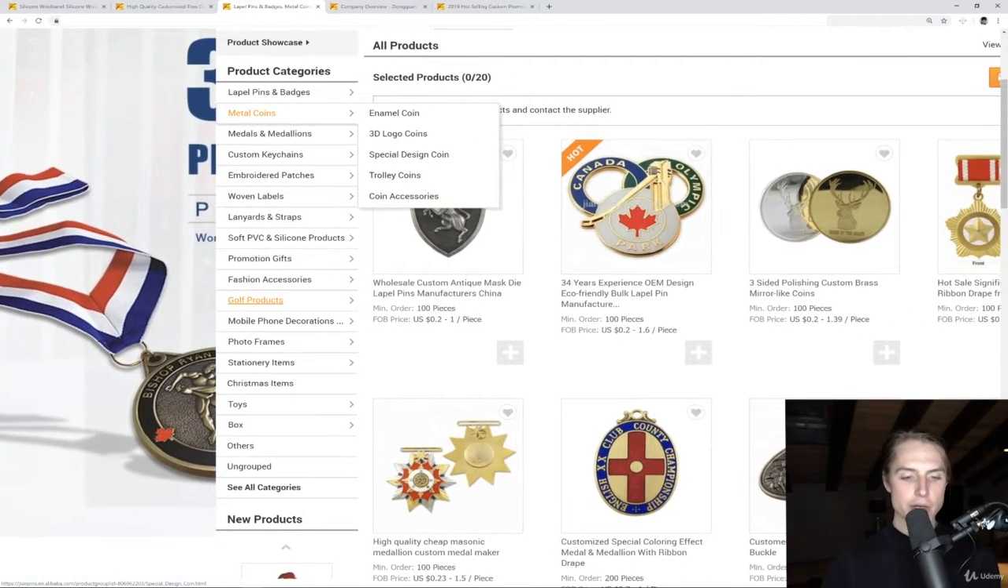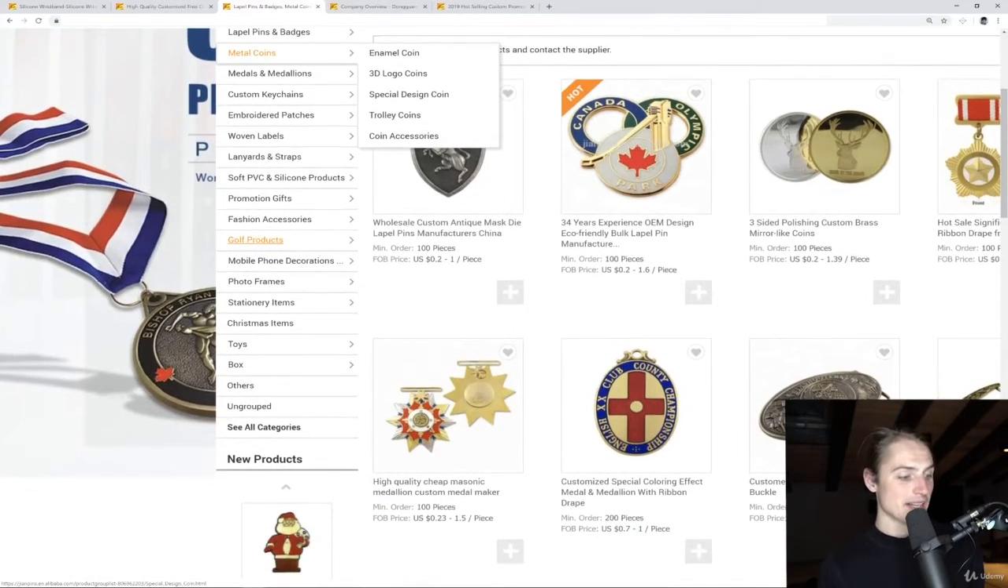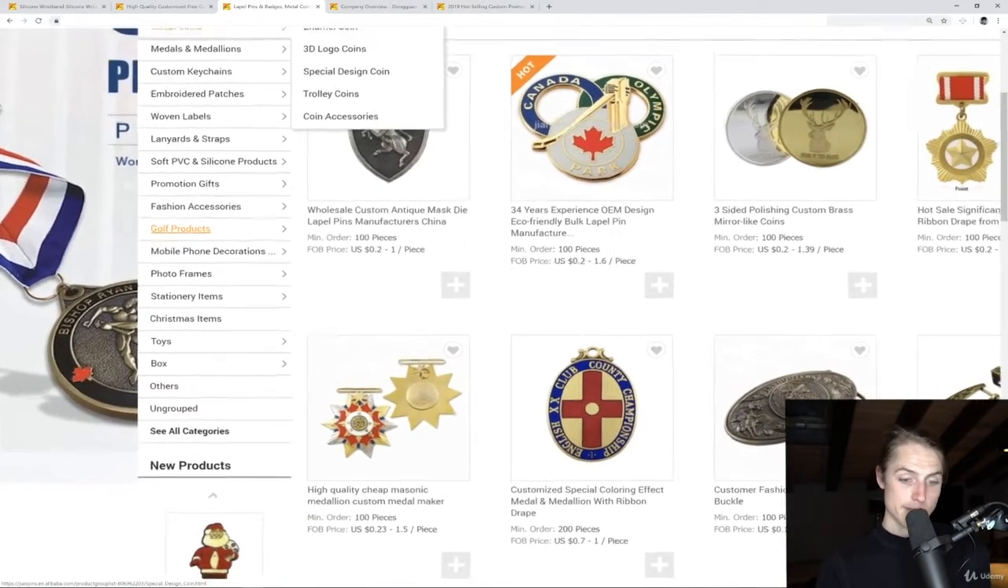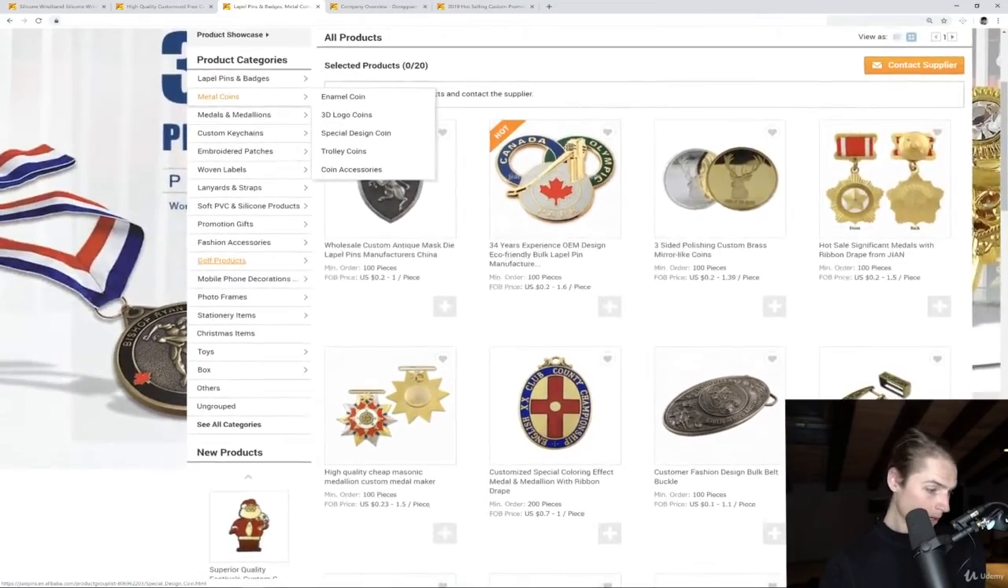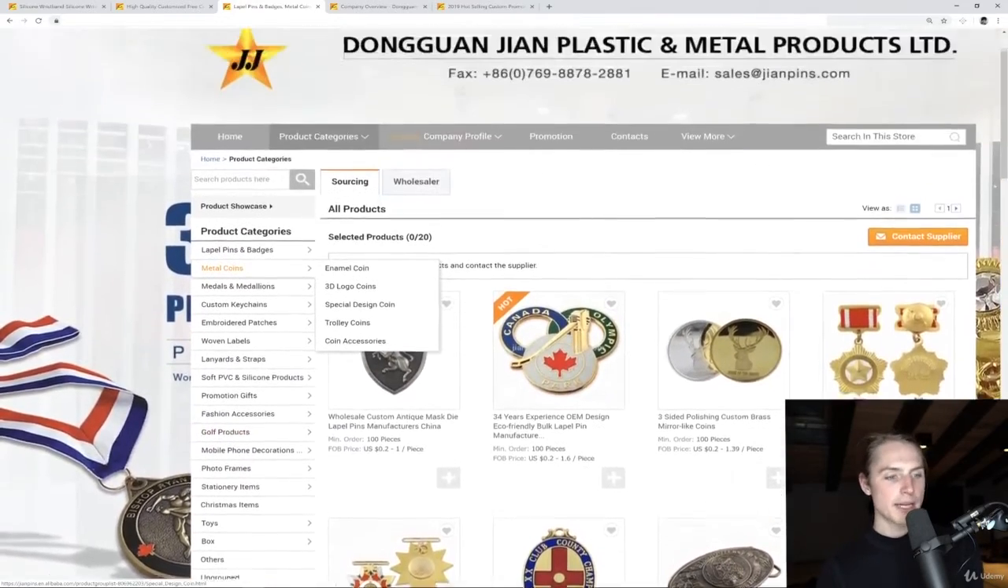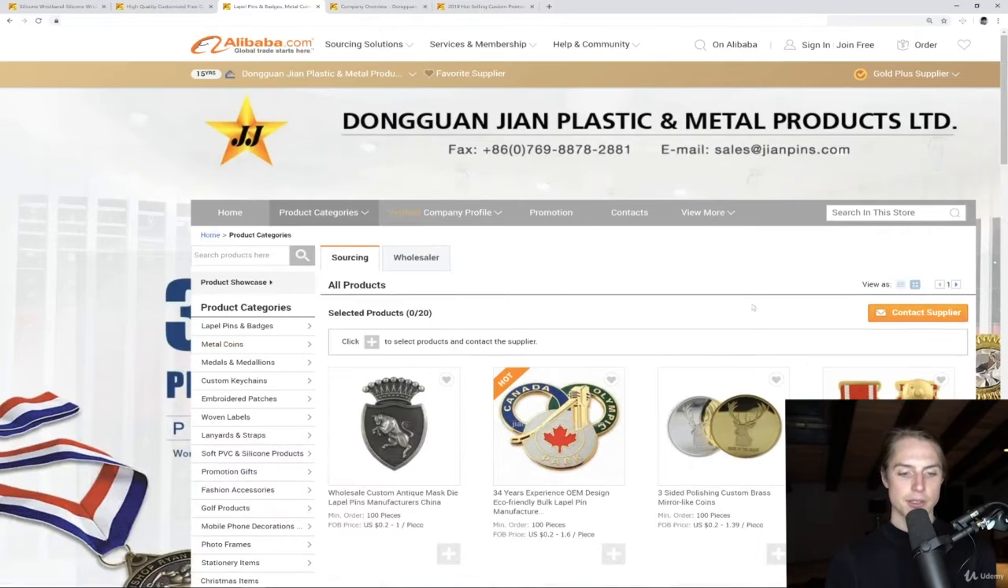Like, try to envision a factory in your head. Would it make sense for them to be making this? Yes. Did I say it a lot? Yes. Because that's just how I vet people. Okay, so this would be a factory that I would spend some time to talk to.